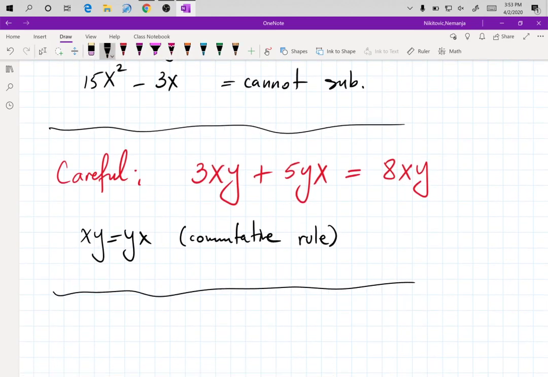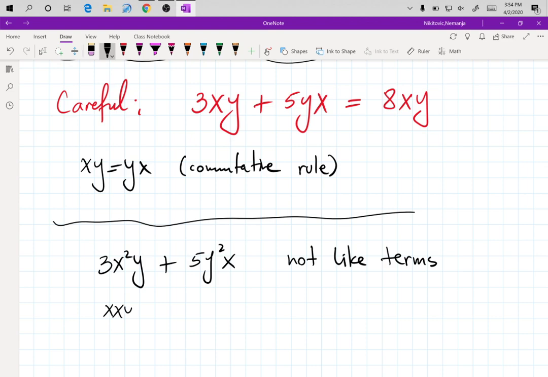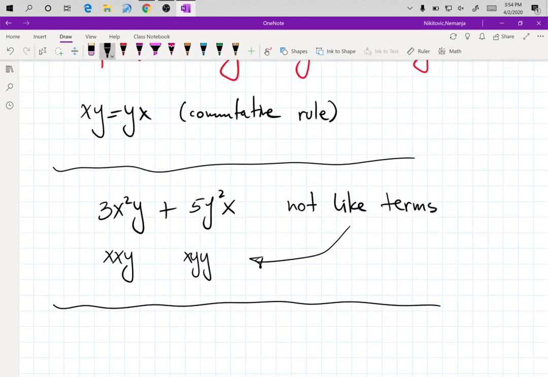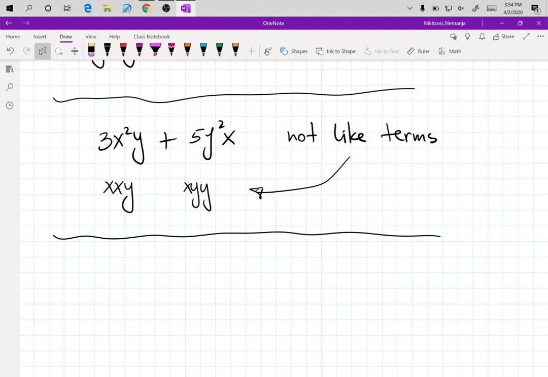It is when you involve squares, let's say you have 3x squared y plus 5y squared x, now they're not like terms. Because this one has 2 x's and a y, and this one has 2 y's and a single x. So, not like terms. You can see that one has two x's, the other one has two y's. That's not the same. X is not the same as y. So we cannot combine those two terms because they are not like terms. So that's something to keep in mind. Okay, so now let's add polynomials. We understand addition of terms, but we need to add polynomials.